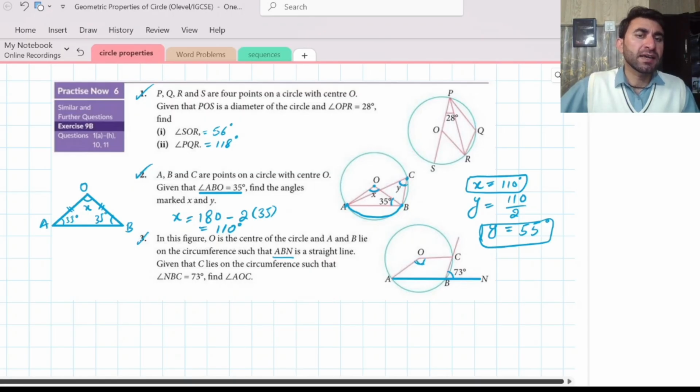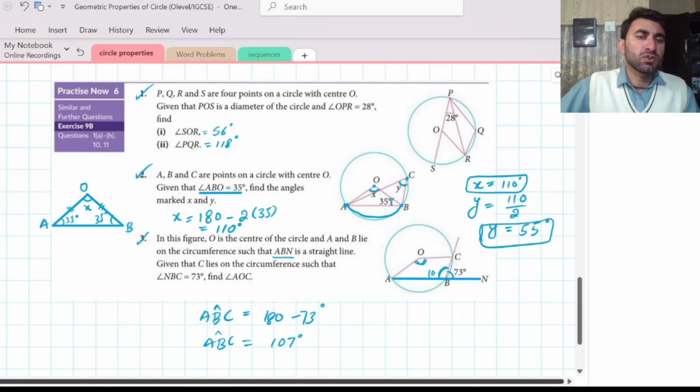In order to find the angle AOC, the first thing that we can figure out is the angle over here, the adjacent angle to 73, and we know ABN is a straight line, which means both these angles, ABC and NBC, make up a straight angle of 180 degrees. So angle ABC will be 180 minus 73 degrees, and that shall become 107 degrees. So the angle ABC is 107 degrees, that is over here.